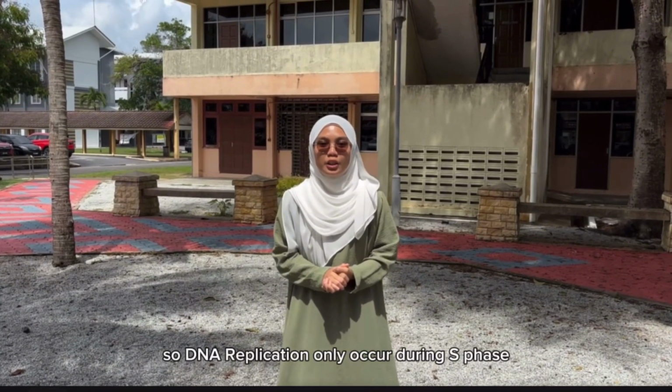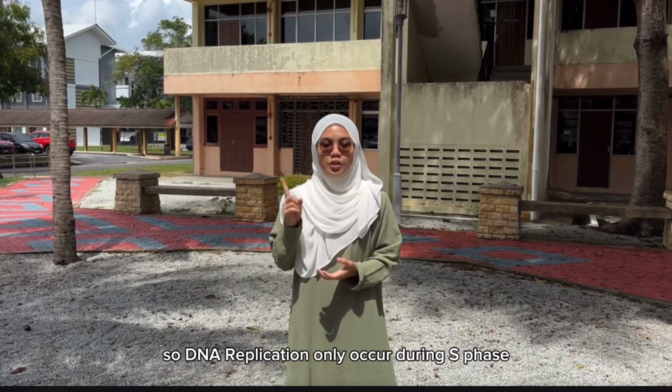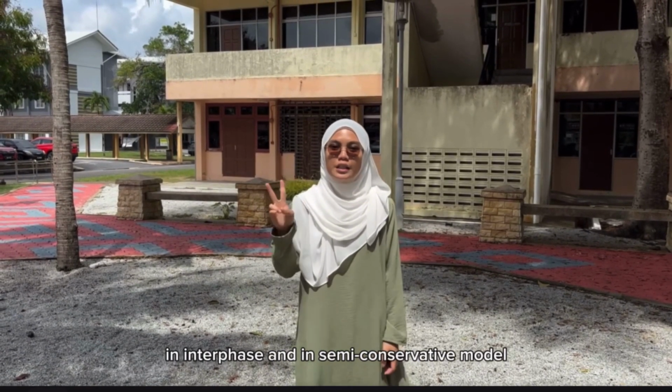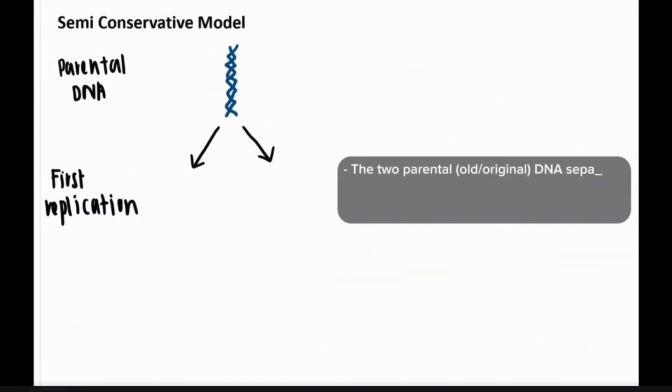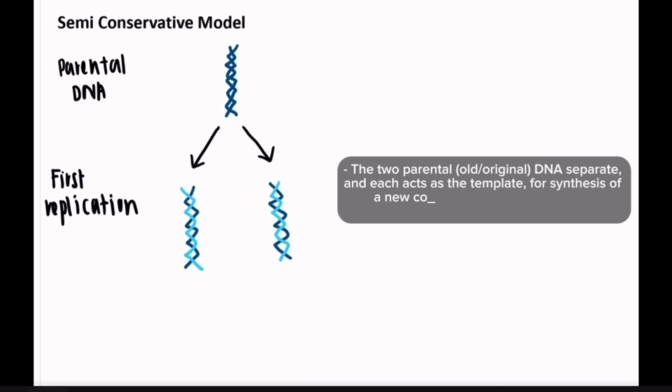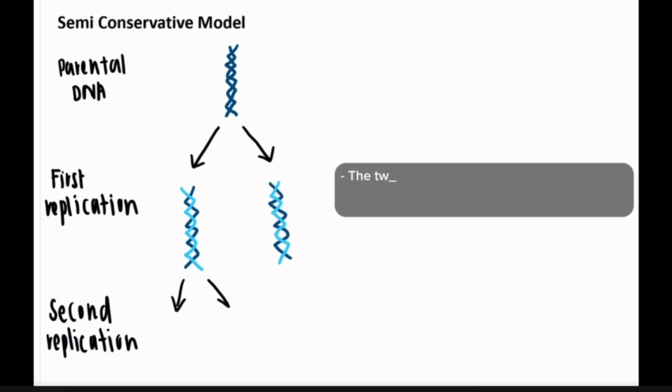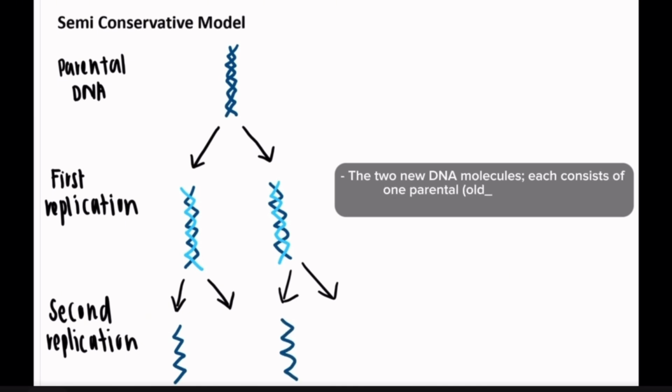So, DNA replication only occurs during S phase in interphase and in a semi-conservative model. In the semi-conservative model, two parental DNA strands separate. Each of them will act as the template. A new complementary strand of DNA will be synthesized from the template. After the first replication, two new DNA molecules will be produced. Each consists of one parental strand and one newly synthesized strand.